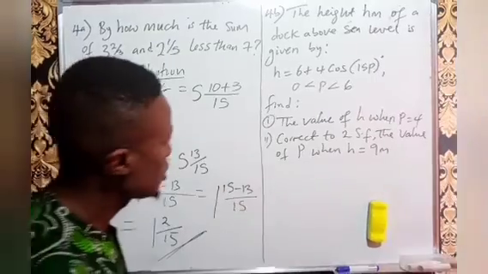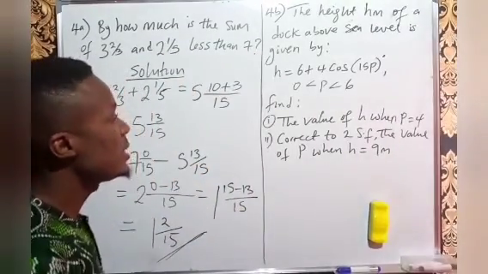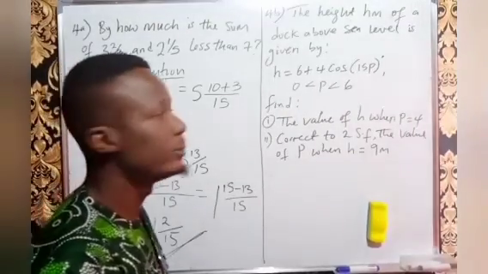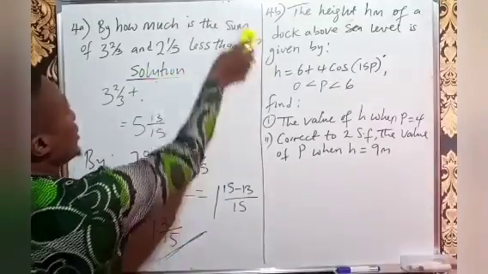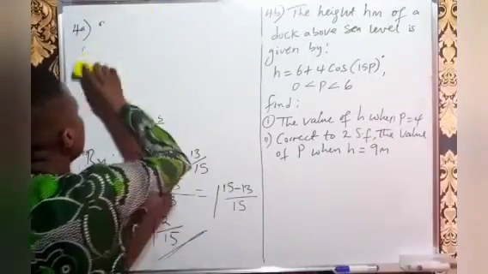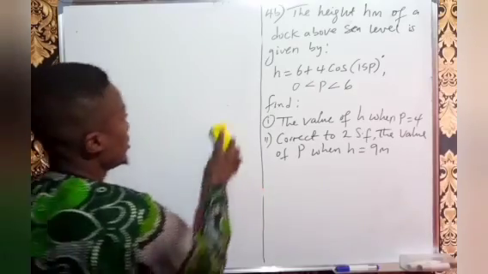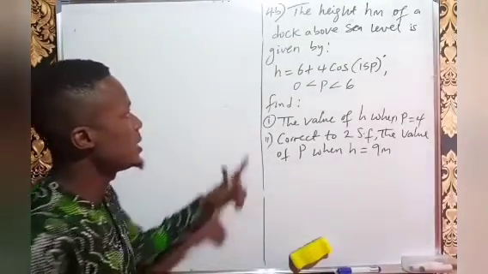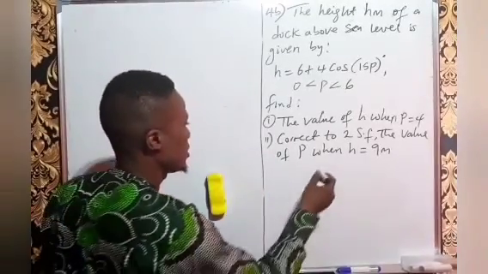Okay, so let's go to question number 4b. 4b says the height, H meters, that's its meters, not Hgm, of a dock above sea level is given by. So let's clean up this so that we'll see a space, we shall solve question number 4b. So the height, H meters, of a dock above sea level is given by H. So let's start.